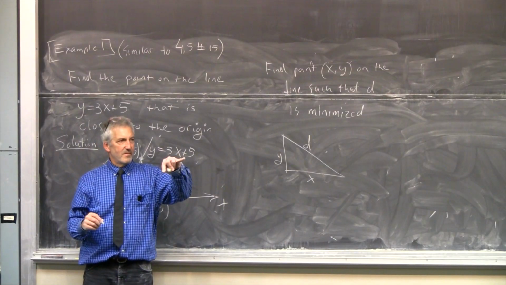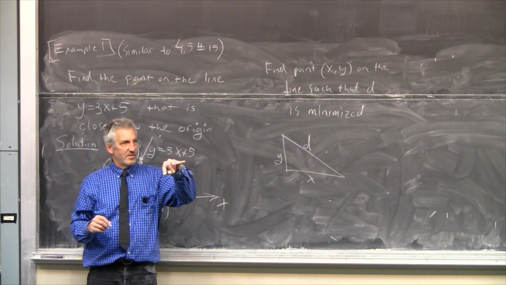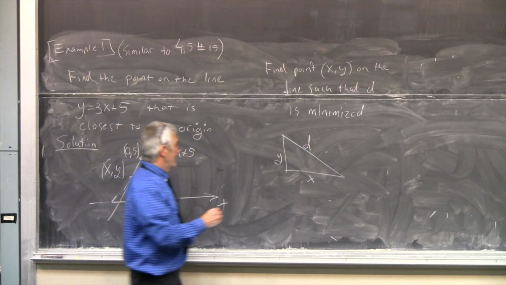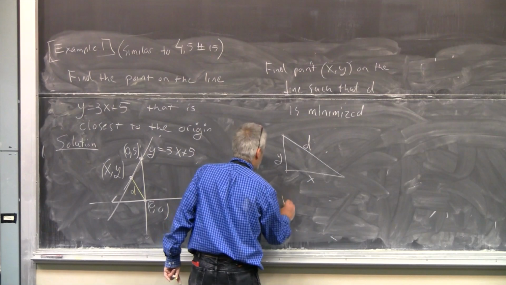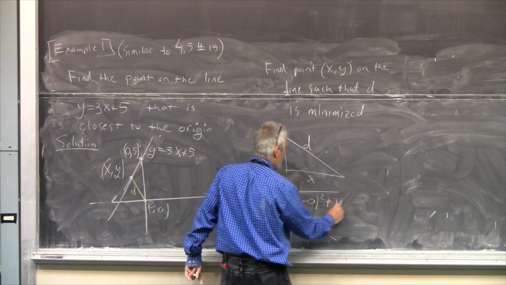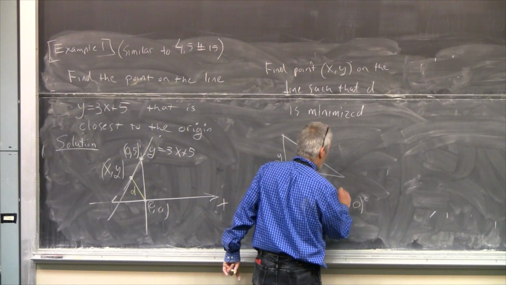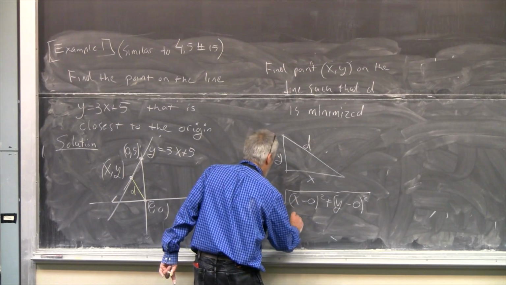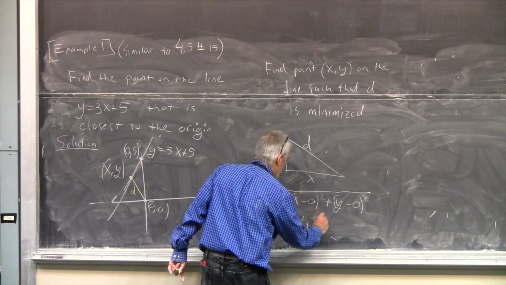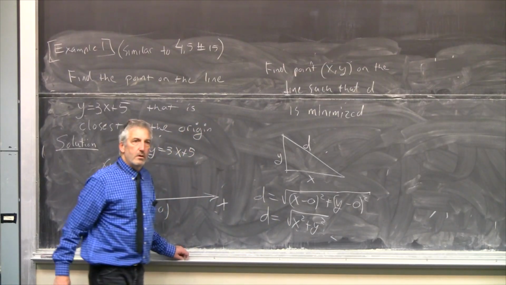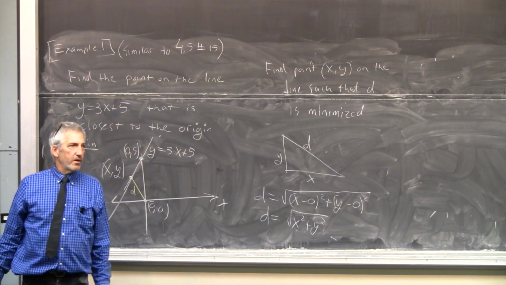Isn't it radical x2 minus x1 plus y2 minus y1? Yeah, d is the square root of x minus 0 squared plus y minus 0 squared. So change in y and change in x, each of those squared. Oh, so d is the square root of x squared plus y squared. We just have a right triangle.